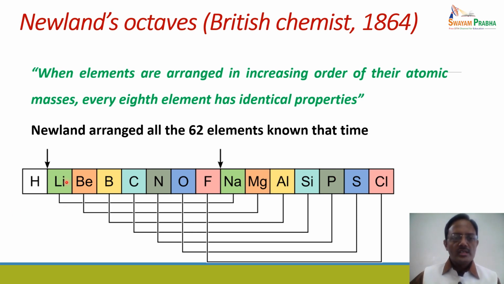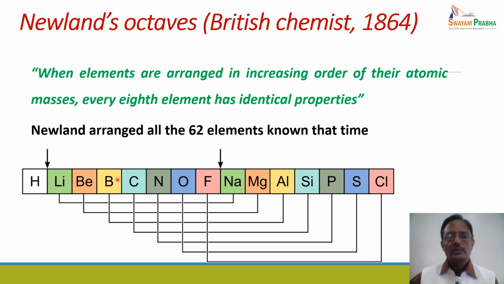Now if we start from lithium, counting 1, 2, 3, 4, 5, 6, 7, the 8th element is sodium, which has identical properties to lithium. If we start from beryllium, the 8th element is magnesium, which has identical properties to beryllium. If we start from boron, the 8th element is aluminium, which has identical properties to boron.